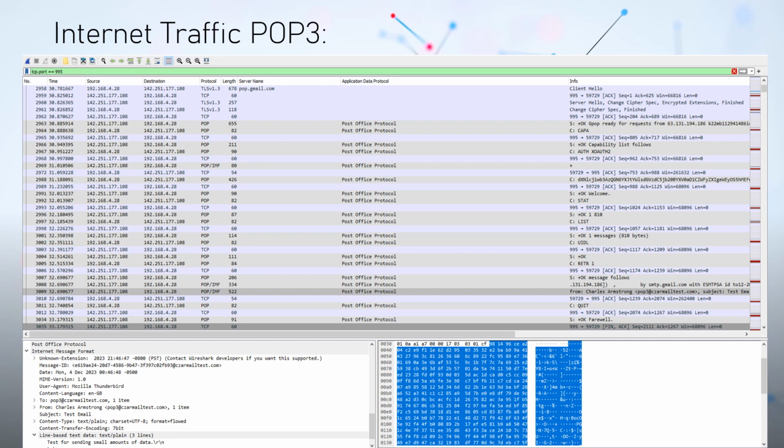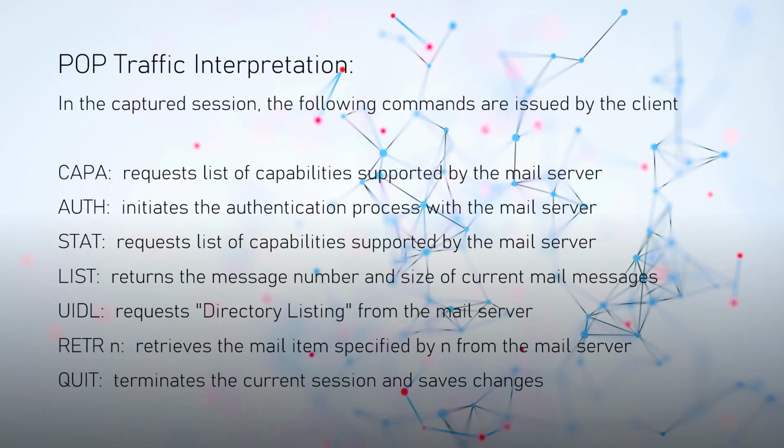This chart gives a Wireshark trace listing for POP3 internet traffic. POP traffic interpretation. In the captured session shown previously, the following commands are issued by the client.